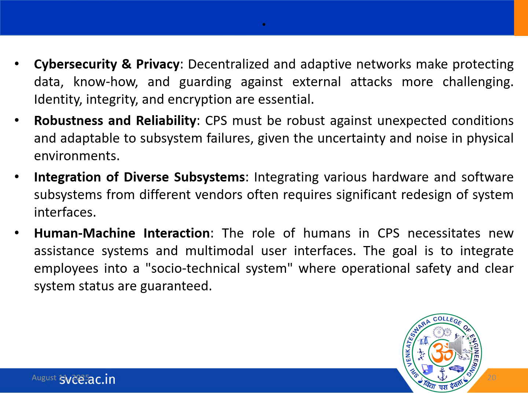So next, moving on to cyber security and privacy. Here we'll be using decentralized and adaptive networks. It protects data, and we can come to know how it can be guarded against external attacks. So decentralized and adaptive systems are used here. You should know what is meant by decentralized and adaptive systems.